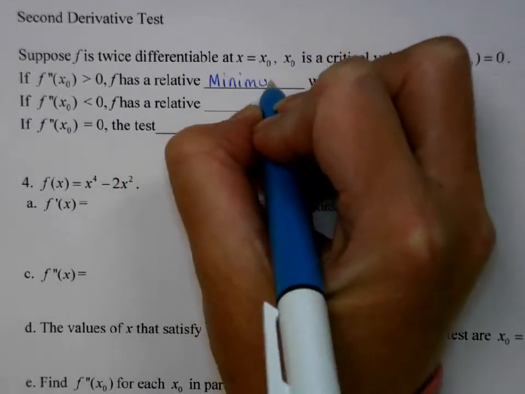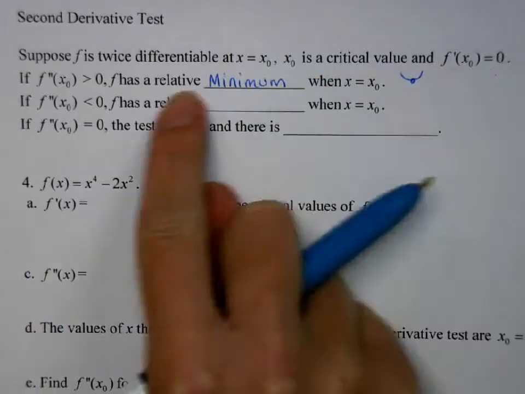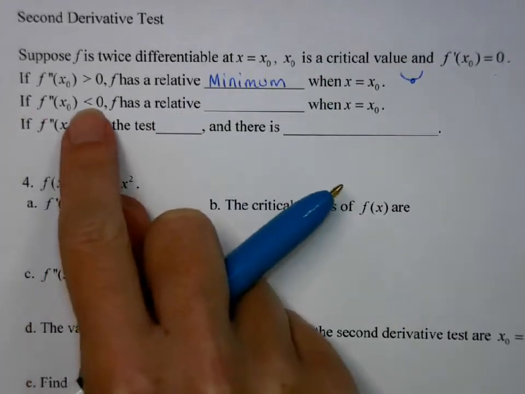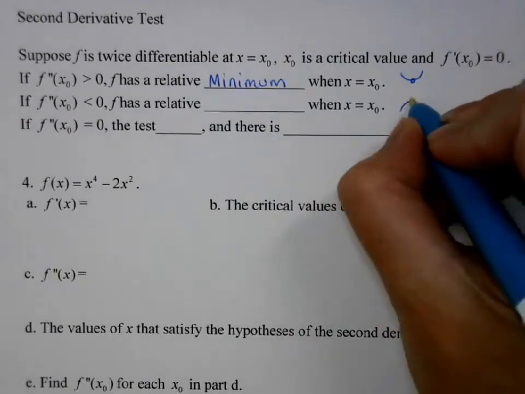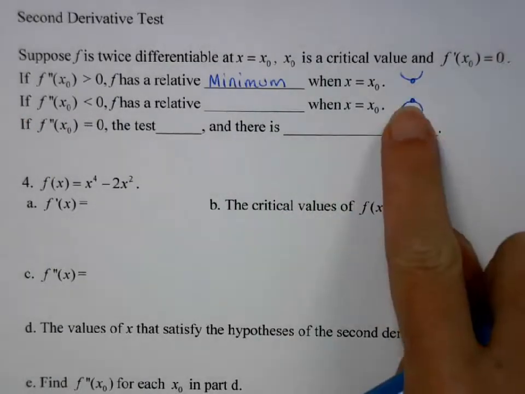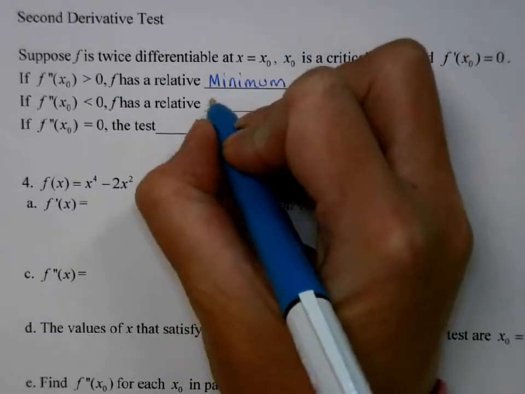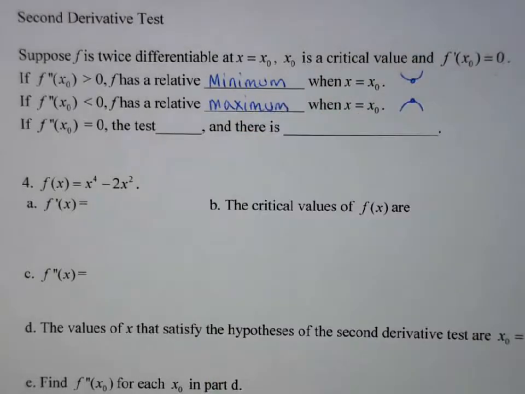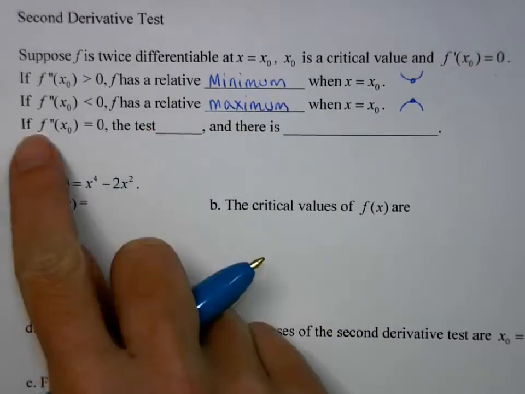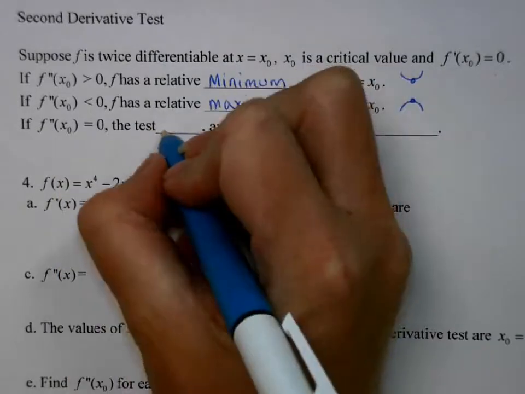Okay, if f prime of x is 0 and the second derivative is less than 0, so that means it'd be concave down. If we have a point that has a 0 slope in an area that's concave down, that's going to be a relative maximum. So we can make those two conclusions. If the first derivative and the second derivative are both 0, the test fails and we have no conclusion.